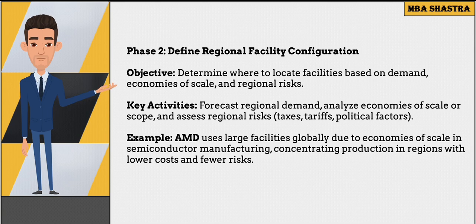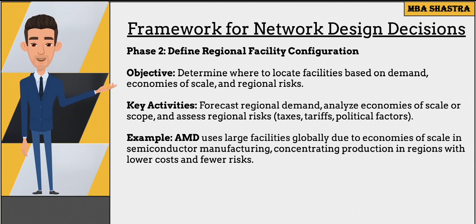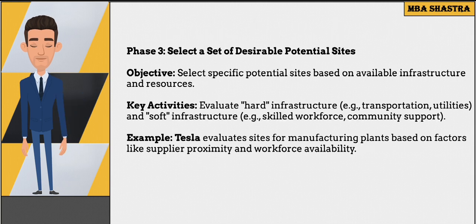Phase 2. Define regional facility configuration. Objective: determine where to locate facilities based on demand, economies of scale, and regional risks. Key activities: forecast regional demand, analyze economies of scale or scope, and assess regional risks, taxes, tariffs, political factors. Example: AMD uses large facilities globally due to economies of scale in semiconductor manufacturing, concentrating production in regions with lower costs and fewer risks.